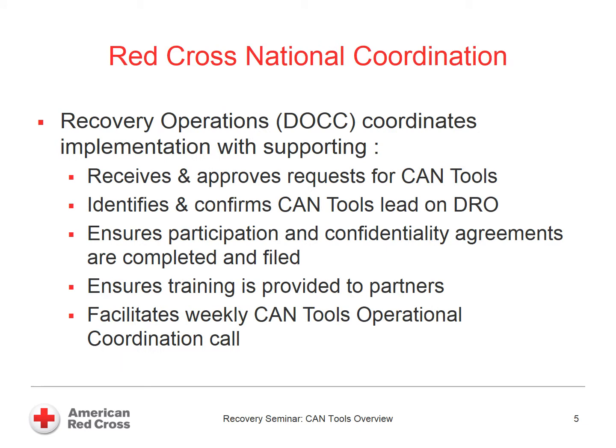Red Cross National Headquarters supports regions by receiving the approved agencies for activation into CAN, identifying and confirming CAN tool leads on disaster relief operations, ensuring the agency understands their role and responsibility of documenting and storing all caseworker and client confidentiality agreements, and ensuring that agencies registering for CAN are trained on its use. They also facilitate regular CAN tools operation coordination calls to help resolve issues for all to understand.